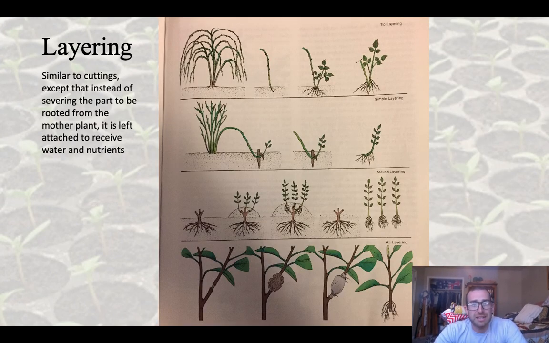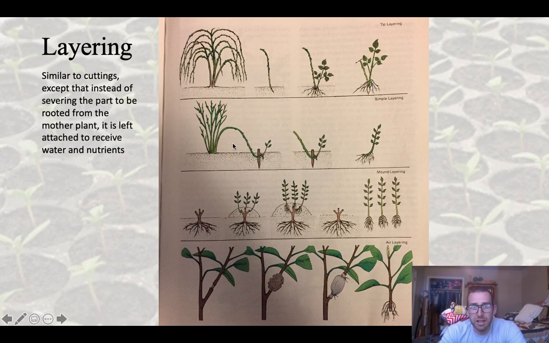Layering, again, like I said, very similar to cuttings, and there's different types of layering that can be done. In all instances, you are maintaining your propagule, or what is going to be your new plant. You are keeping it connected to the mother plant until typically roots grow, and then you sever it, right? So tip layering, you may take a stem off of this plant, plant it into the ground. It grows, in this case, a new root and shoot system, and then you sever that propagule, and now you have a new plant.